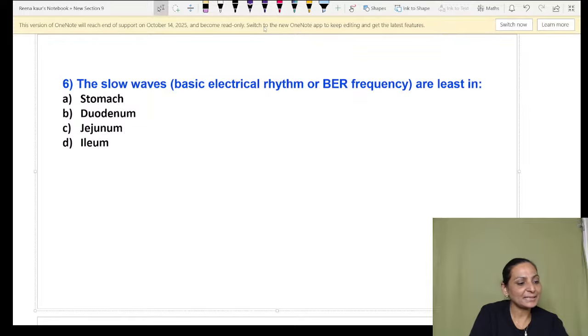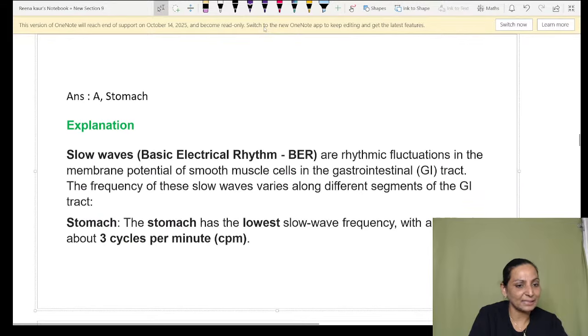Now next is the slow waves or the basic electric rhythm. The slow waves or the basic electric rhythm are least in stomach, duodenum, jejunum or ileum. So what is the correct answer? The correct answer is A, that is stomach.